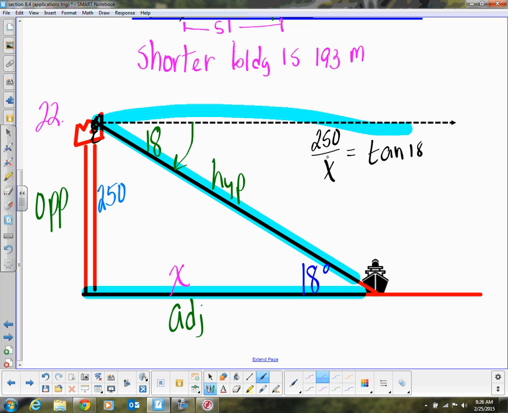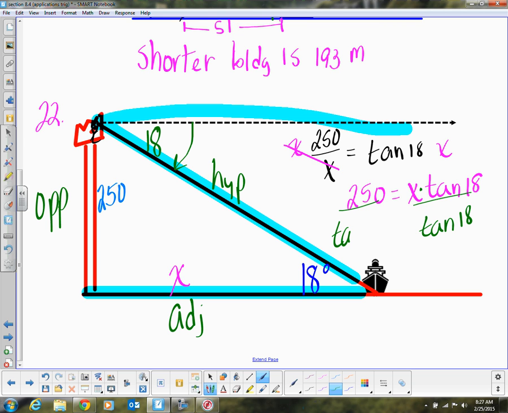Okay, so how do we undo division? We cannot leave x in the denominator. So if I multiply both sides by x, I now have 250 is equal to x times tan 18. What are you going to do next? Lucas? We're solving for x. Okay, why do you divide by tan 18? And it's attached by? Okay.